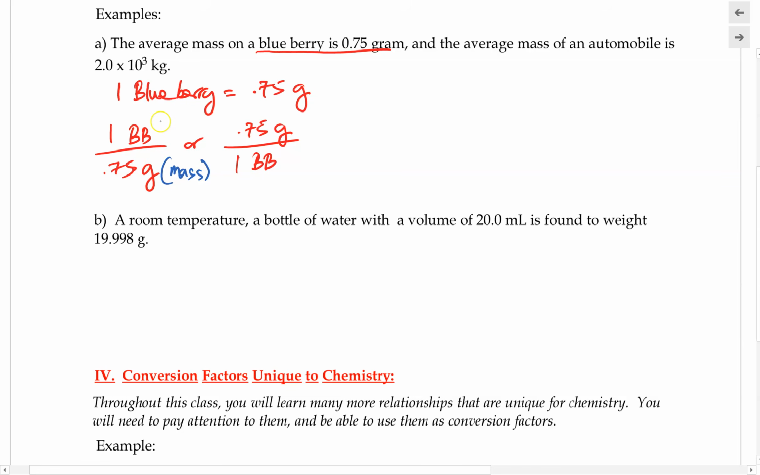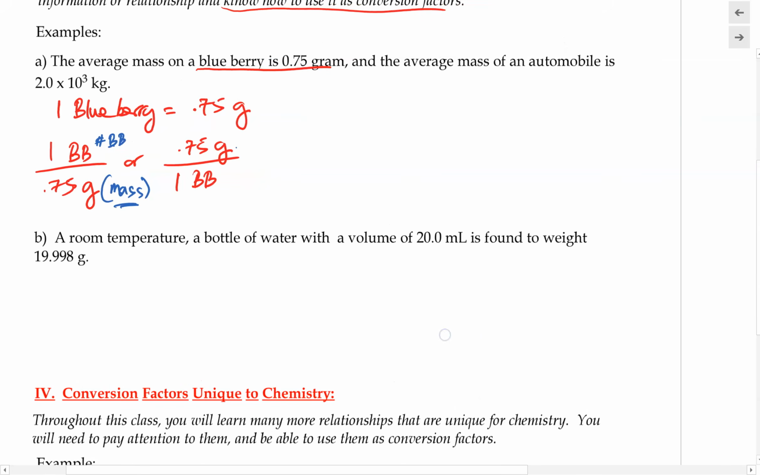And blueberry is the amount or the number of blueberry. So this conversion factor right here will allow us to convert from mass into the number of blueberry. And same thing, this one right here will convert the number of blueberry into the unit of mass. So that one. And now we have also been told the mass of the automobile, right?